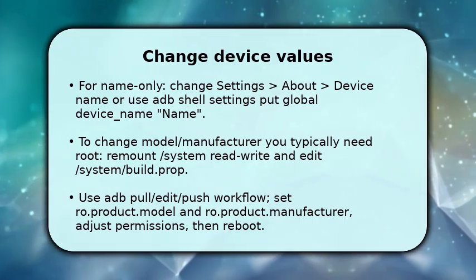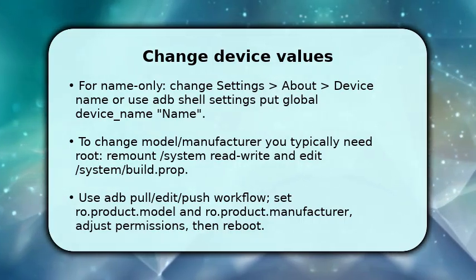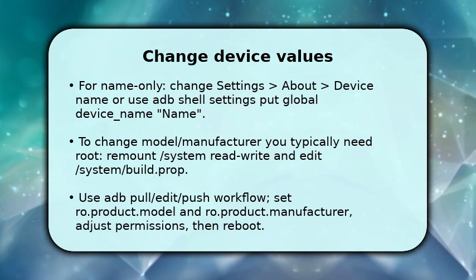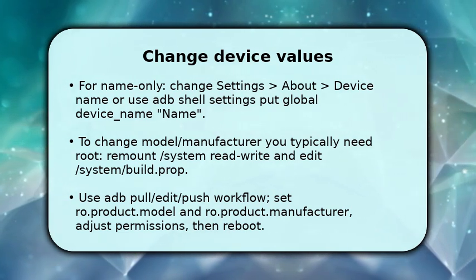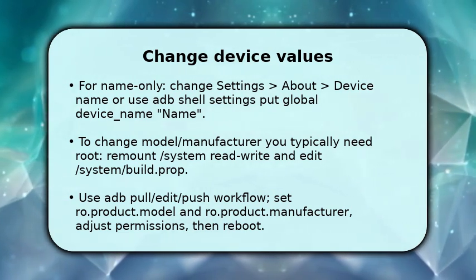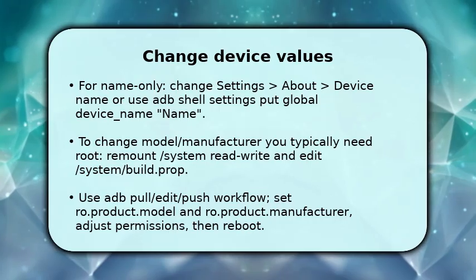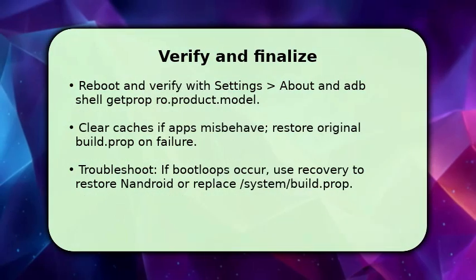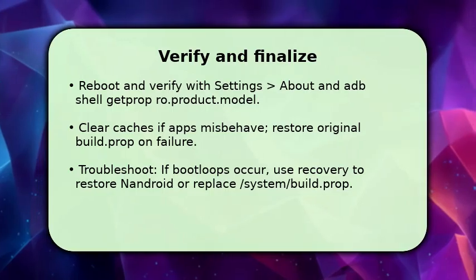Make sure to understand why. System properties affect app compatibility and device reporting. You finish by validating changes and handling issues. Reboot the device and check about device name and run adb shell getprop ro.product.model to confirm edits.